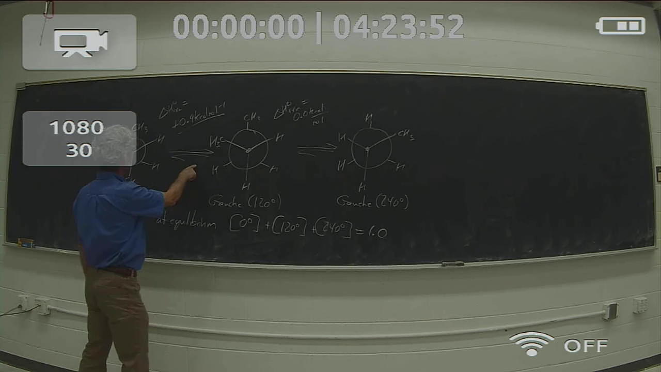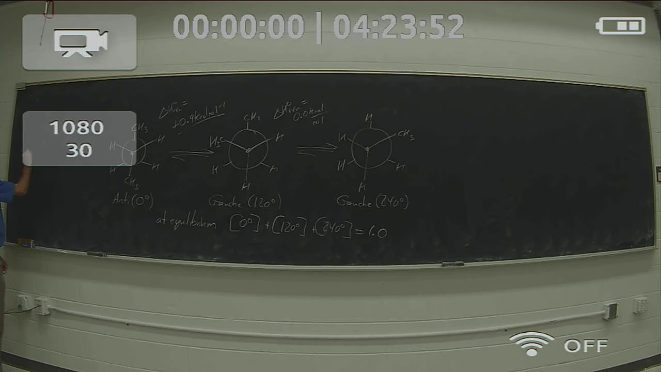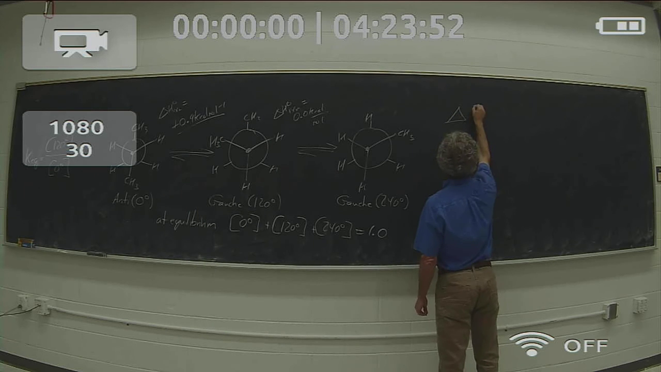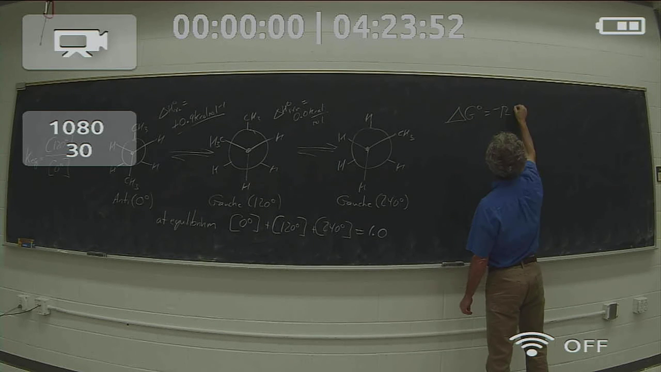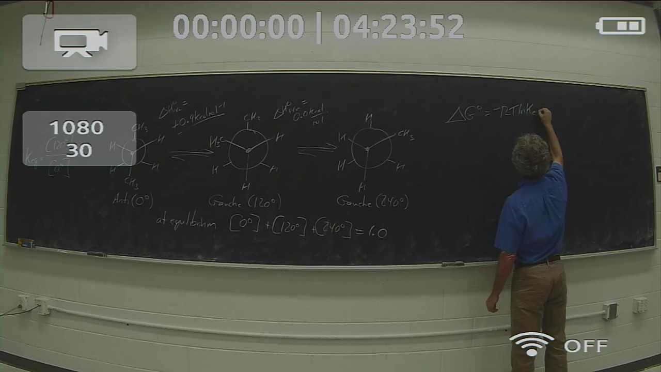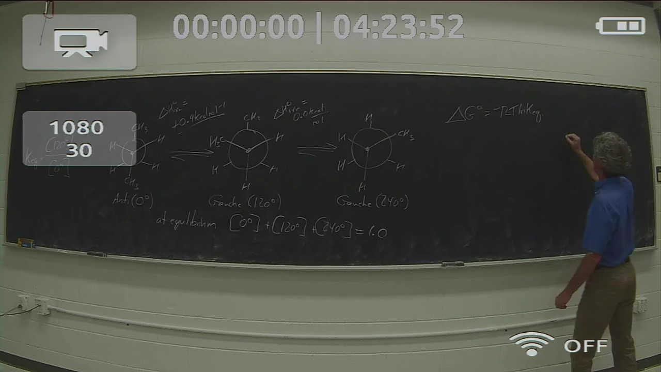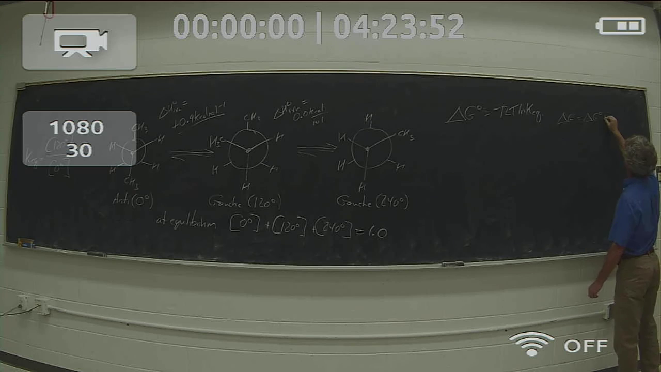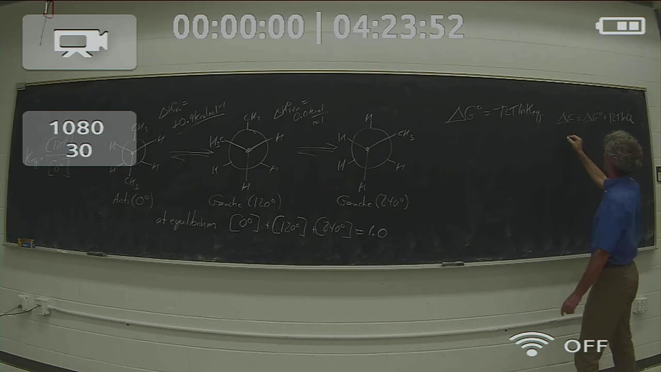So I'm going to write the equilibrium constant for this left-hand reaction as K_eq is equal to the concentration of the 120-degree conformer divided by the concentration of the 0-degree conformer. But I'm also going to use that thermodynamic equation that I know tells me that delta G is equal to minus RT times the natural log of the equilibrium constant. And that's a special case of the more general equation that says that delta G is equal to delta G 0 plus RT ln Q. At equilibrium, there is no free energy change.